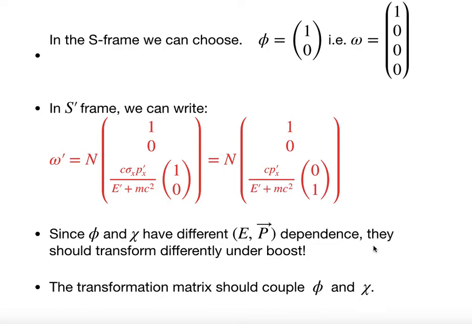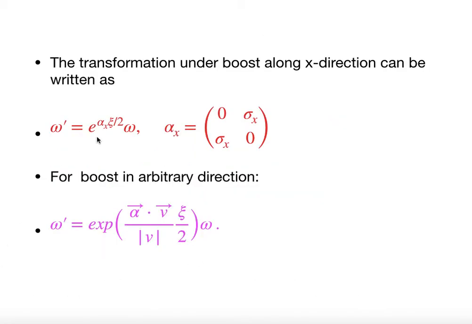So I need some operator which will act differently on phi and chi and also couple these two things, because depending on this phi, what this chi will be depends on what phi is here. So this transformation between these two will couple phi and chi. This transformation under boost you can write like this, where this alpha x is given by sigma 0, sigma x 0. Here I have not gone through all these mathematical details that you can see in any book. In a book you can find it.